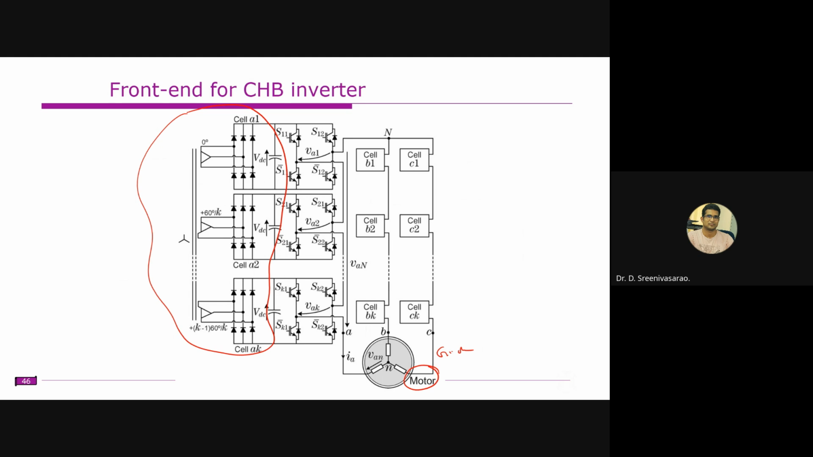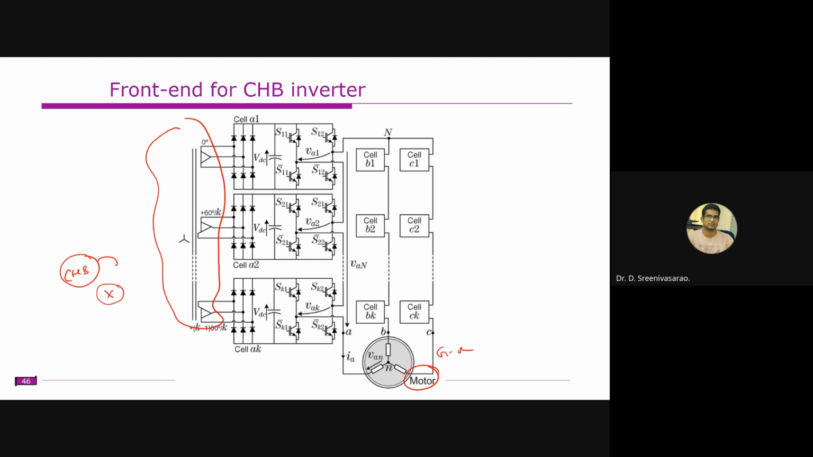So that's why one of the major drawbacks with CHB is that in the case of motor drives, especially for real power transfer applications, you need to have this setup. Again, for the front end, you require these setups. That's why it is not encouraged for low power applications unless you have very large power applications.